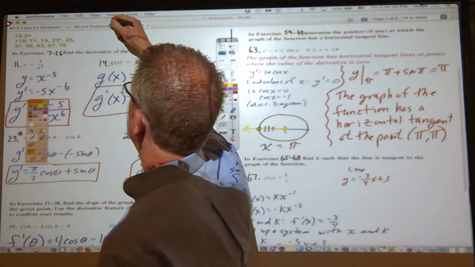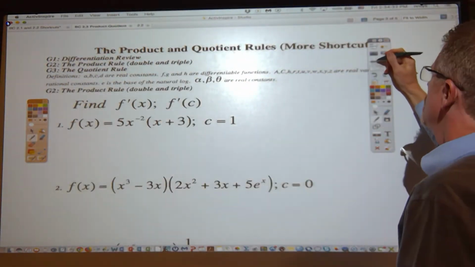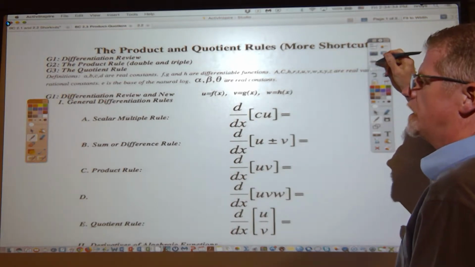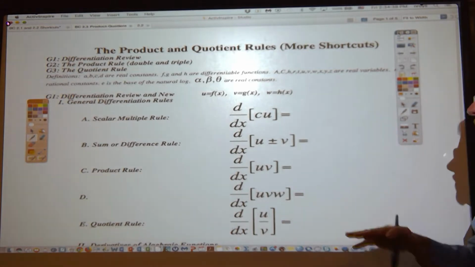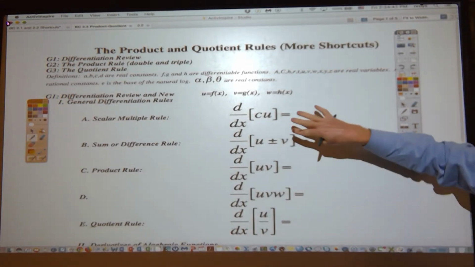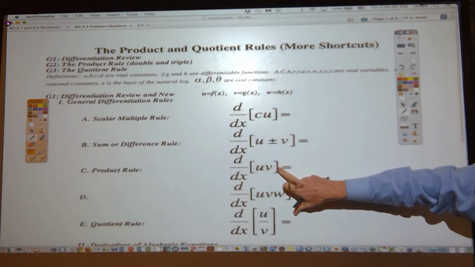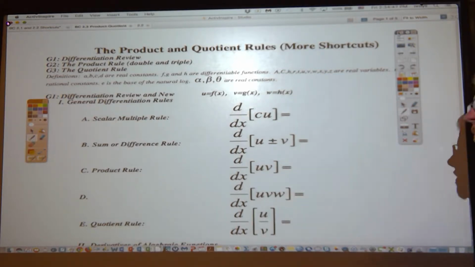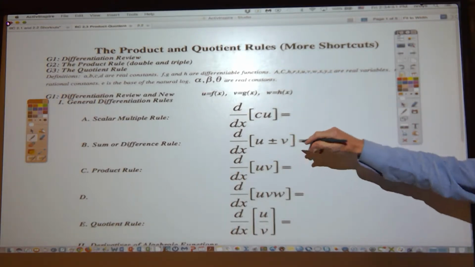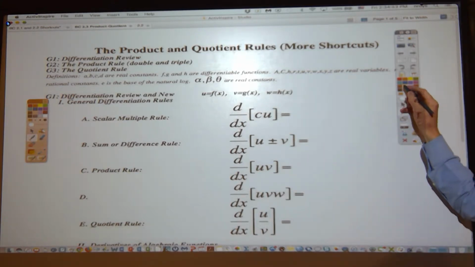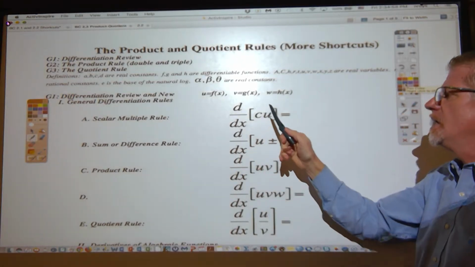Let's go to the product and quotient rule, which begins with a review. So up top here, page 1, there's a review of things we've already learned. Well, at least these A and B are a review. C, D, and E are what we're learning today, the product rule and the quotient rule. So try parts A and B on your own. See if you can remember, without referring to your notes, what is the derivative with respect to x of C?